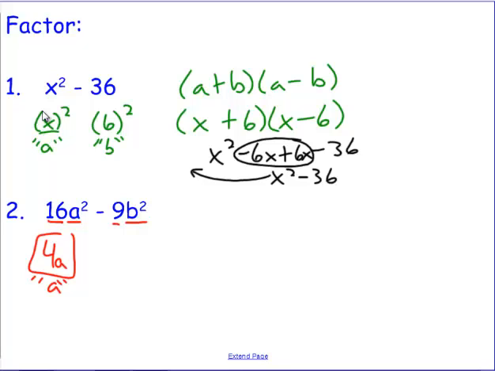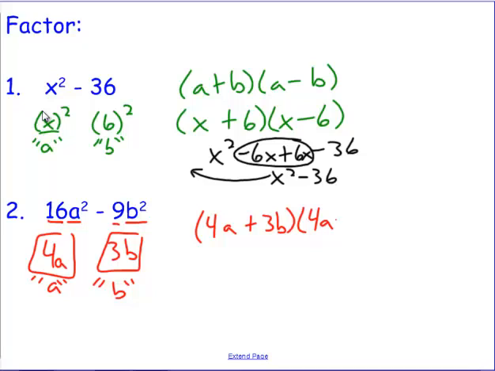In the second term here, 9b squared, I would square 3 to get 9. I would square b to get b squared. And so notice now I have my b term. And again, it goes into that pattern of a plus b times a minus b. So I'd have 4a plus 3b times 4a minus 3b.